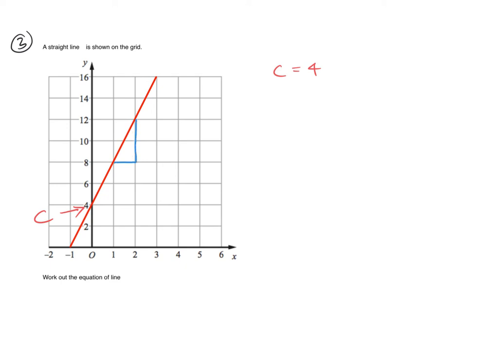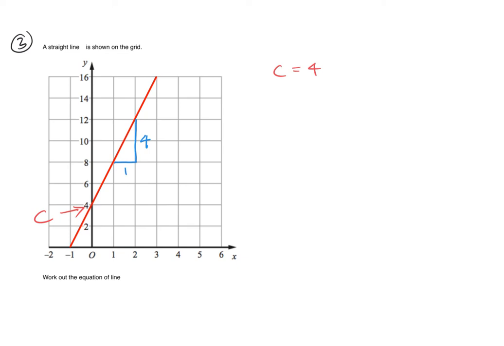This looks pretty good. Now, the rise on this, we're going from 8 to 12. That is a distance of 4. Common mistake would be just counting the squares. You need to count the distance according to the scale. Now, the distance here is going from 1 to 2, so that is a distance of 1, so we have a different scale on each one.